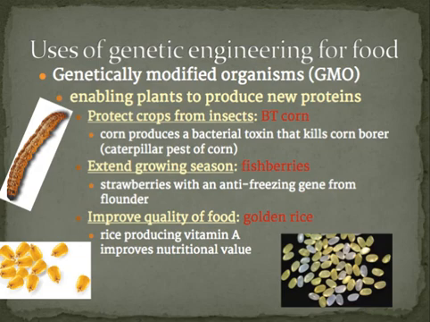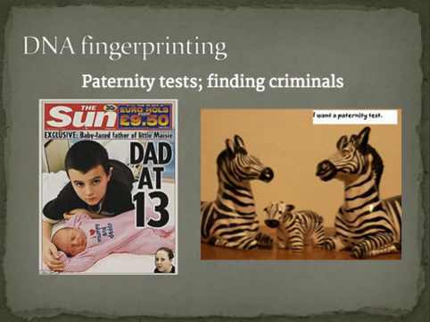You see the middle one, extended growing season for fish berries, which sound awful, but strawberries that have a gene from flounder that help them resist cold. And then, of course, protecting crops from insects, BT corn. The corn produces a toxin that kills the borer caterpillar, but is not harmful to us, or it doesn't kill us at least. Okay, so these are examples of genetic modification. Kind of like the scorpion cabbage we talked about before, where the cabbage produces the scorpion toxin.